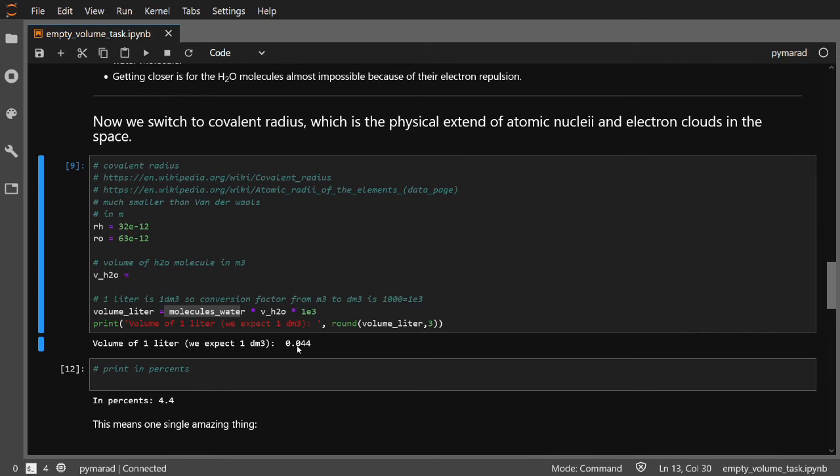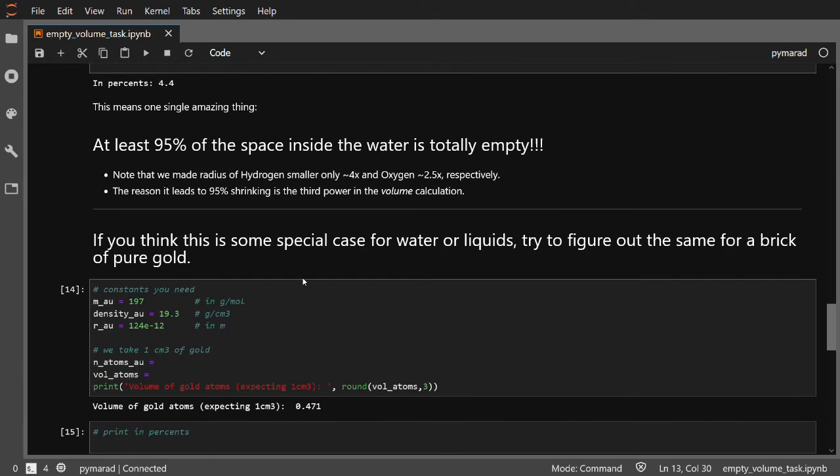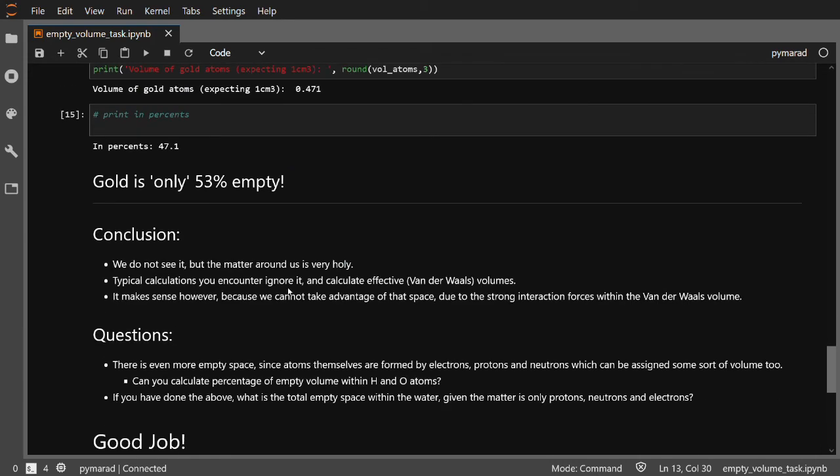If you think that water is some kind of special case, you can repeat exactly the same calculations also for a brick of pure gold. The result will be not so stunning, but still gold is around 50% empty. The conclusion is that matter is very holey, and typical calculations you learn in school or find on the internet keep it hidden from you.